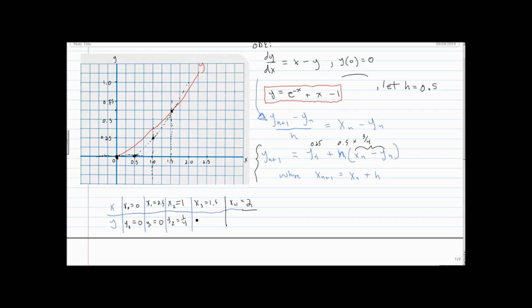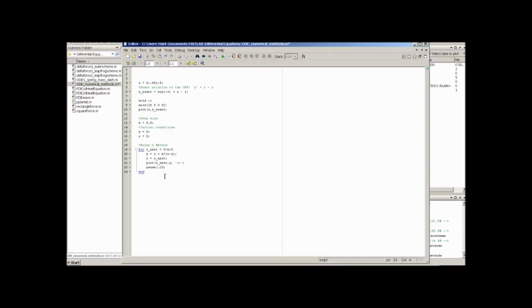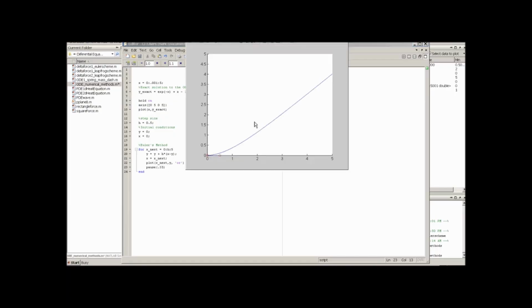But let me take you into MATLAB and show you how this looks. Okay, so here we are in MATLAB. You can see that I've set my step size to 0.5. I have our initial conditions here, and in the background I'm going to plot the curve for our exact solution. So when I run this script, you're going to see each point being plotted.